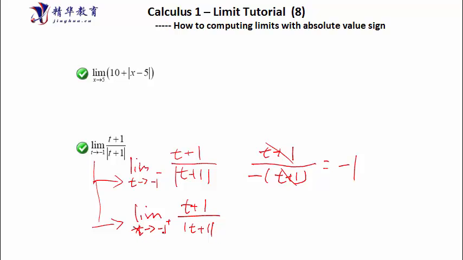The bottom one is the absolute value of t plus 1. If t is a little bit bigger than -1, that means t plus 1 is a little bit bigger than 0, a positive number, so the absolute value sign is gone. The entire thing is equal to 1. Because these two are not equal to each other, the limit does not exist. Make sense? This is how to calculate a limit with absolute value signs by using the two-sided limit.